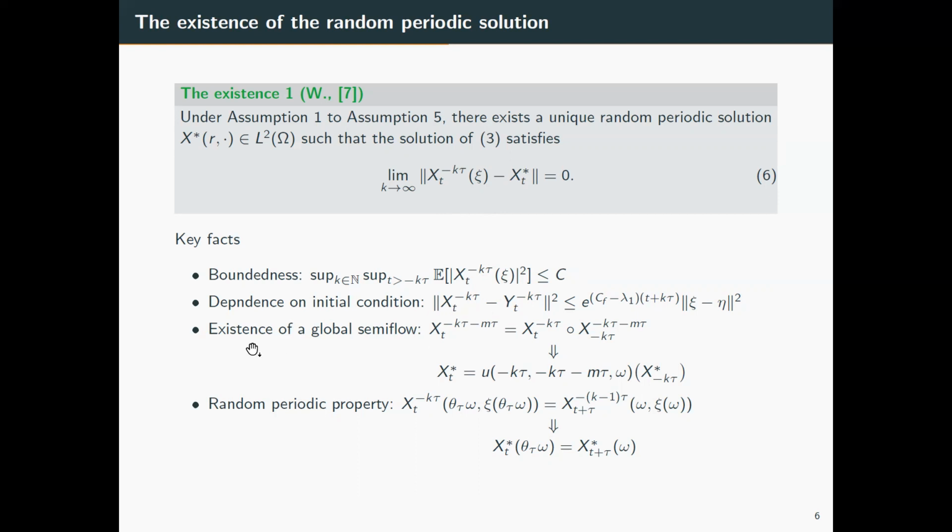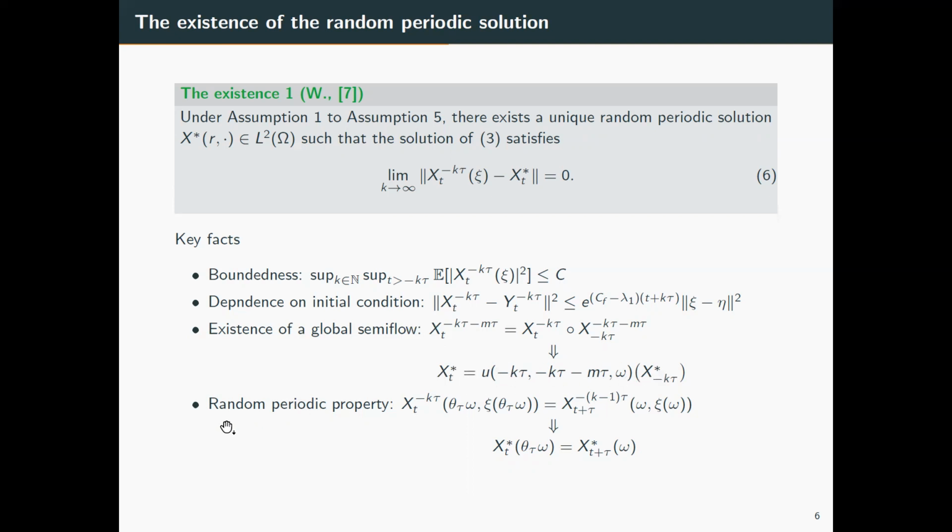Then with the help of assumption 5, which tells you there is a global semiflow, we can show there is a limit in L2, such that you just send k to infinity to make such a limit. To satisfy the first condition in the definition of random periodic solution, we just need to make use of the global semiflow again. Because x^{-kτ} satisfies the global semiflow property, when we send k to infinity, the limiting path also satisfies some property, right?